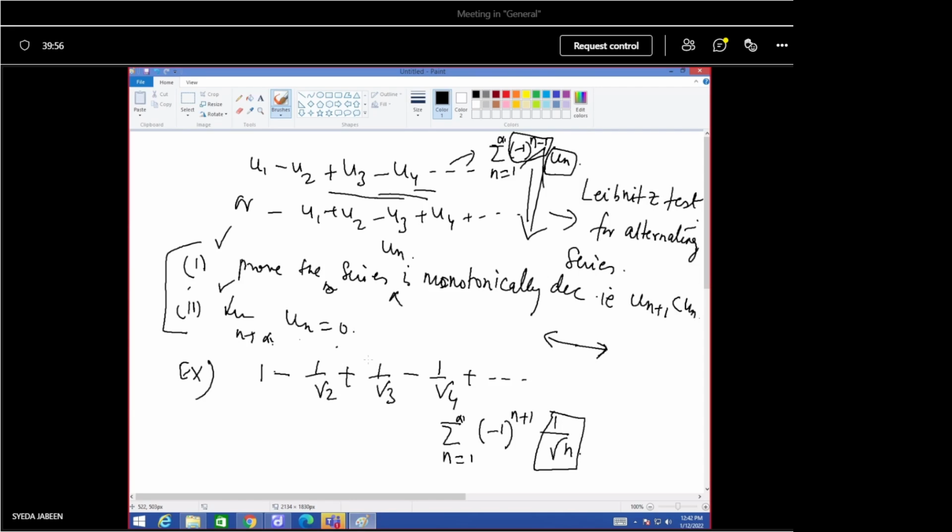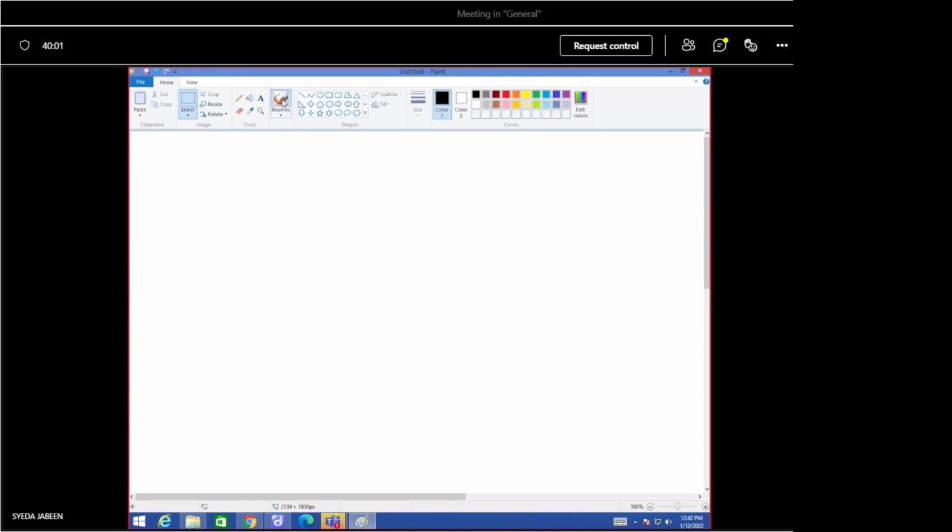Now take another example. Test the convergence of this. The two conditions were for a converging series. Yes, both conditions you have to prove. If you miss any one condition, then the proof is not valid.